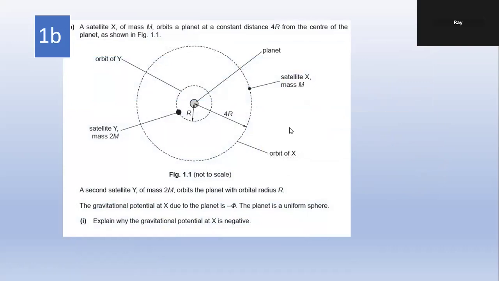The satellite X, of mass m, orbits a planet at a constant distance r from the center of the planet, as shown in figure 1.1. Satellite Y, of mass 2m, orbits the planet at a distance of 4r. The gravitational potential at X due to the planet is -5. The planet is a uniform sphere. Explain why the gravitational potential at X is negative.